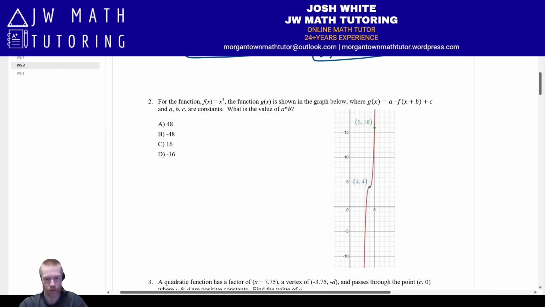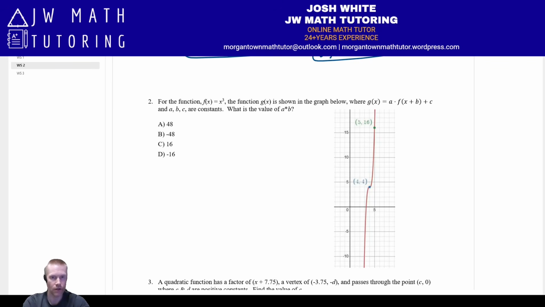Okay, next problem. This was a very common one that I saw as well. I believe I have this set up similar to how it was shown on the test, where you basically had a parent function, which is just a standard x cubed, and then you did some translations to it. You were given the graph after the translations, and there were 2 points labeled on the graph, and then you're basically told the form of this translated function, where there's a vertical stretch, there's a horizontal shift, and there's a vertical shift.